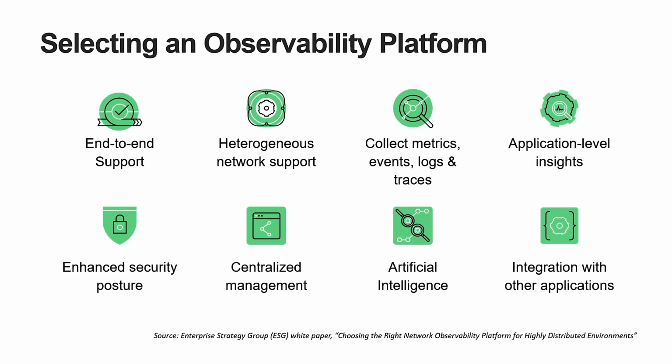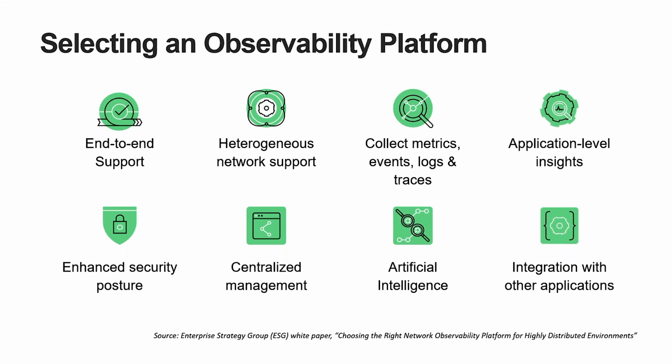The first being end-to-end support, and this extends from the application to the end user, regardless of where that application or user is located. The second would be support for heterogeneous network environments. Your environment is heterogeneous. You've got a lot of different logos, a lot of different brands of different devices out there, and the system needs to be able to collect and correlate from them all. And for those in multiple public clouds, this capability is especially important.